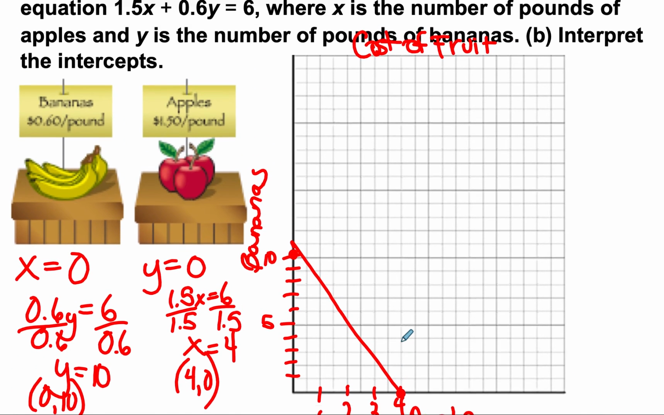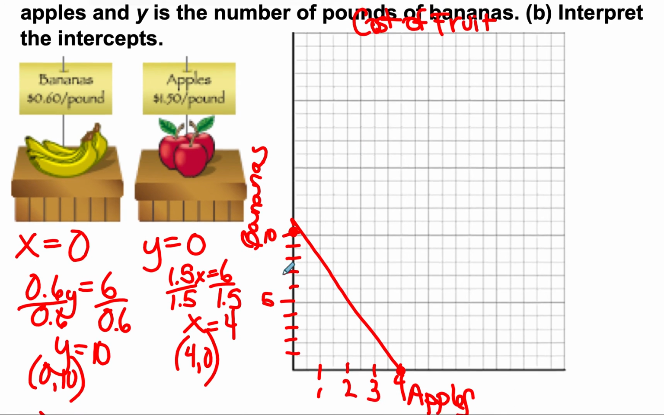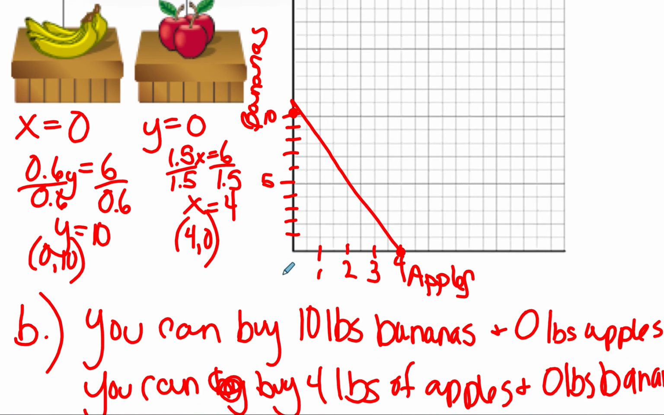Okay, so that part is all of A, but B says interpret, which means to explain. So if I scroll all the way down here, here's where my explanation is. It says you can buy 10 pounds of bananas and 0 pounds of apples. That's explaining what my y-intercept means. Or you can buy 4 pounds of apples and 0 pounds of bananas. So that's explaining what these two ordered pairs (0, 10) and (4, 0) mean.